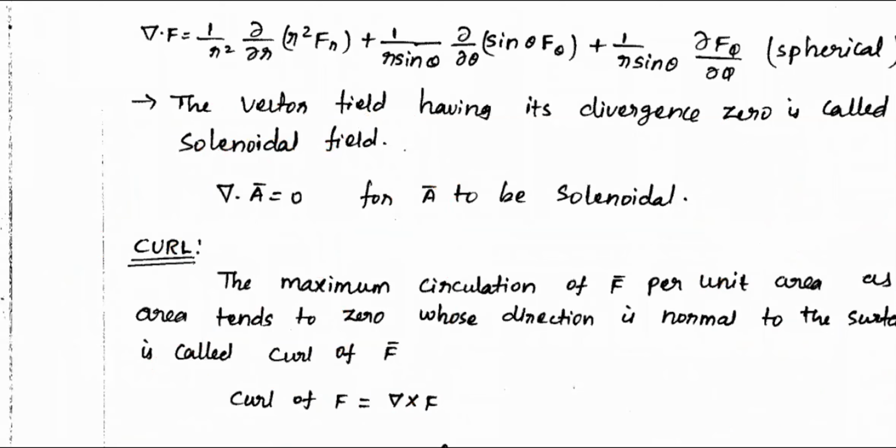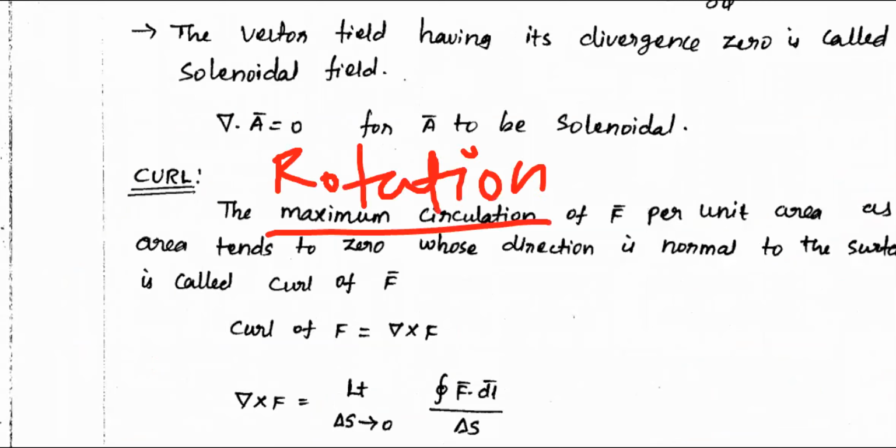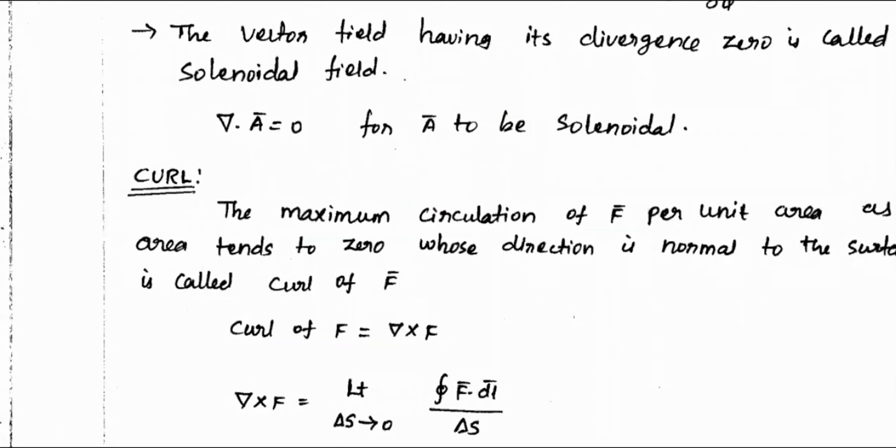Next, curl. See, curl means it's something like rotation. It is a measure of rotation. You will be given some function, whether that function has a rotating nature or not. Again, for calculating curl, we use del cross F.